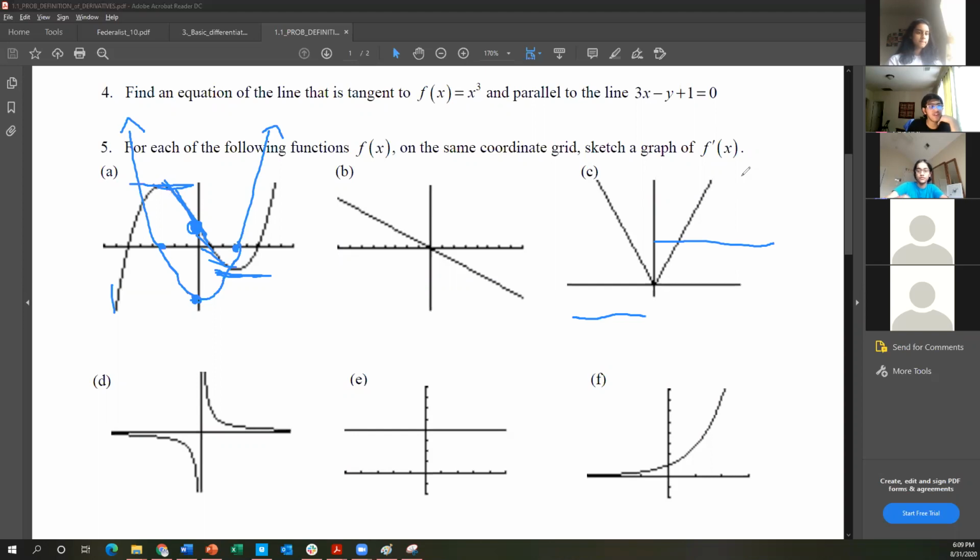And the derivative d dx, and I have a bad habit of saying d over dx, and Ms. Raja corrected that today.